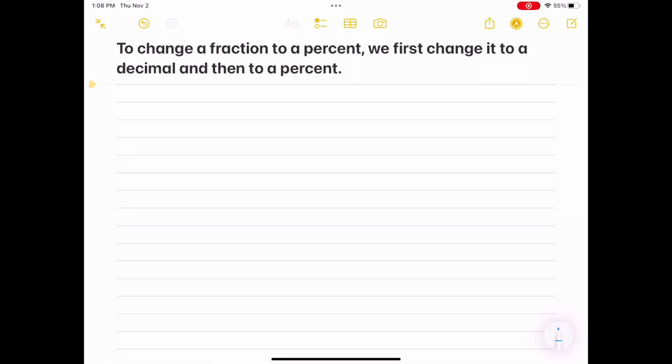To change a fraction to a percent, we first change it to a decimal and then to a percent. So the fraction 1/2 is also a division problem, 1 divided by 2, which equals 0.5 or 5/10. Now we have converted 1/2 to a decimal, 5/10, and we change the decimal 5/10 to a percent by bringing the decimal point 2 places to the right.